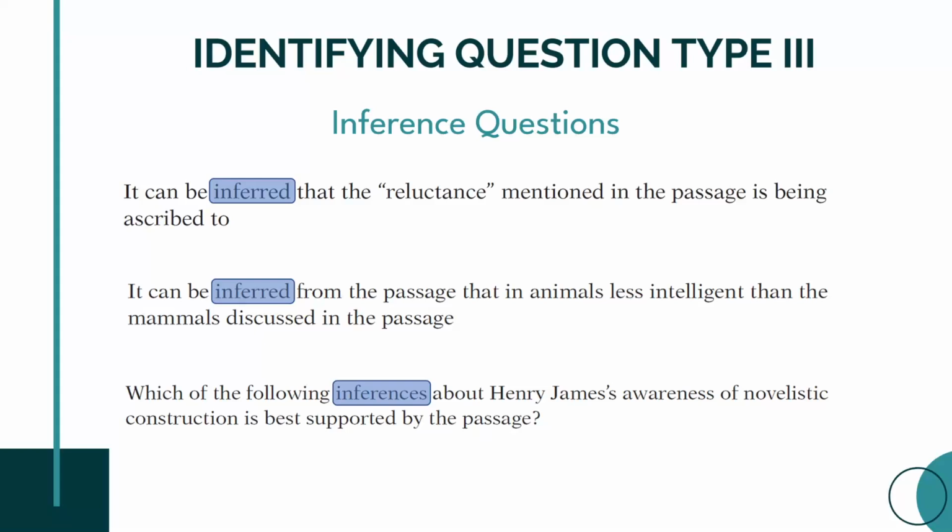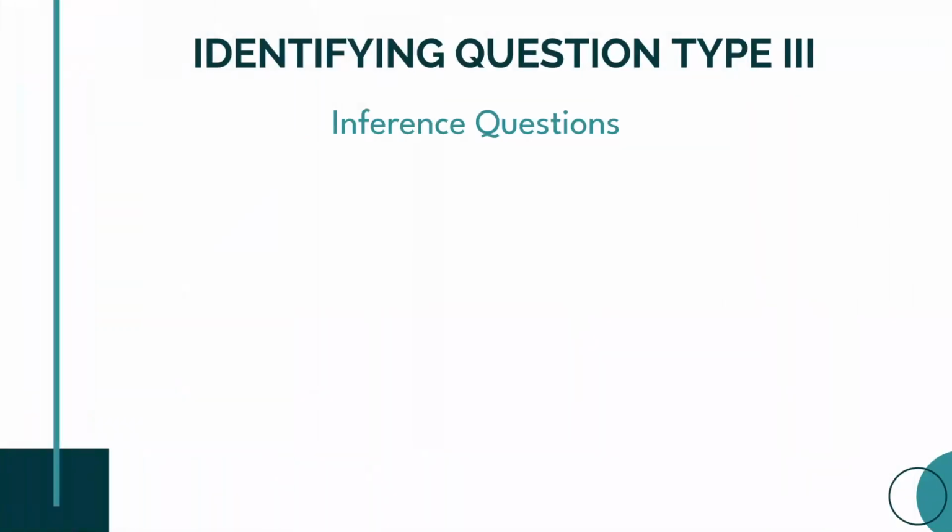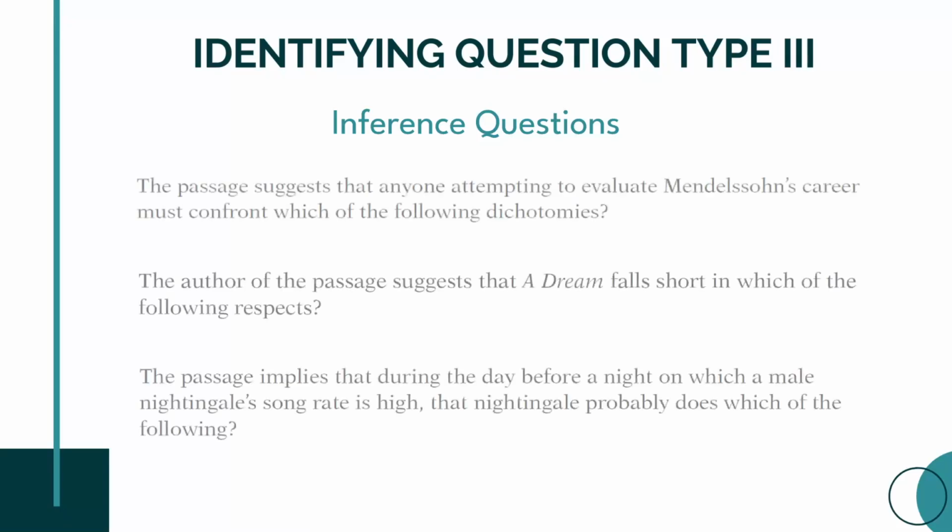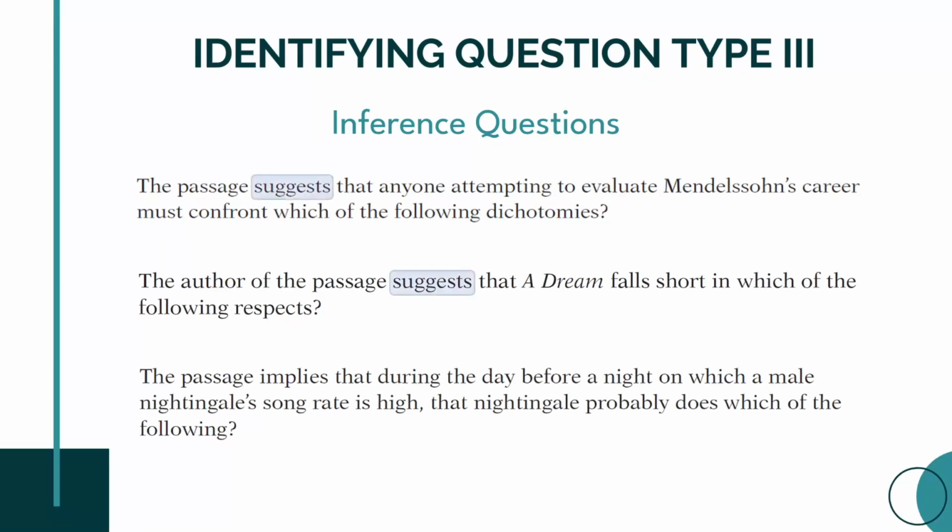Again, all use the word infer. But there are other ways that they can phrase inference questions. Take a look at these three right here. So the first one and the second one use the word suggests. Anytime you see the word suggest, that is an indication that it is going to be an inference question. And if you look at the third one, it uses the word implies. So again, that is also going to be an indication that this is an inference question.